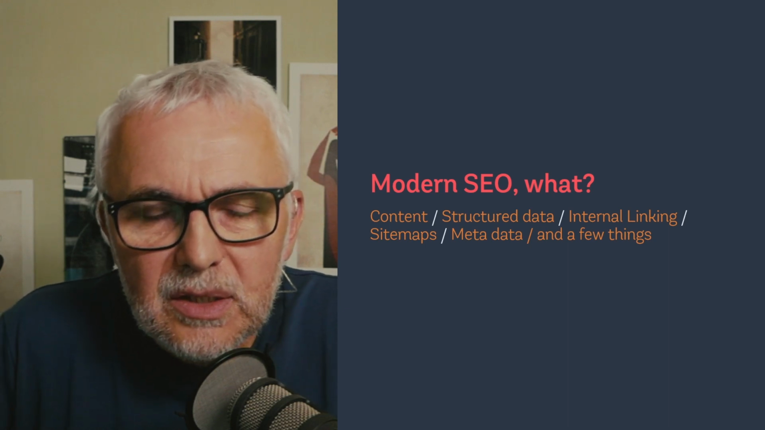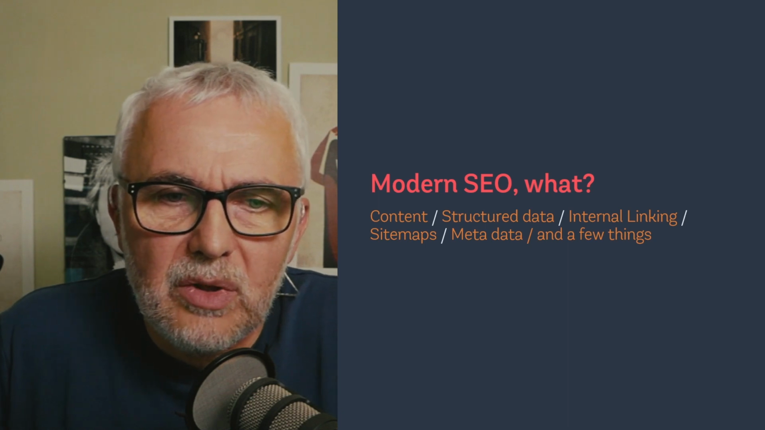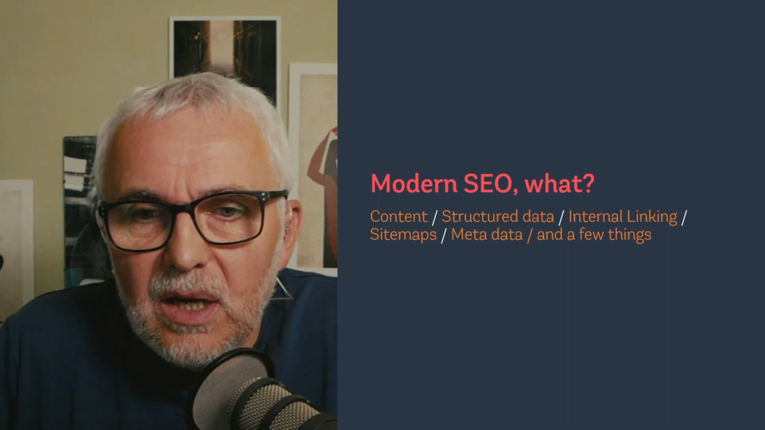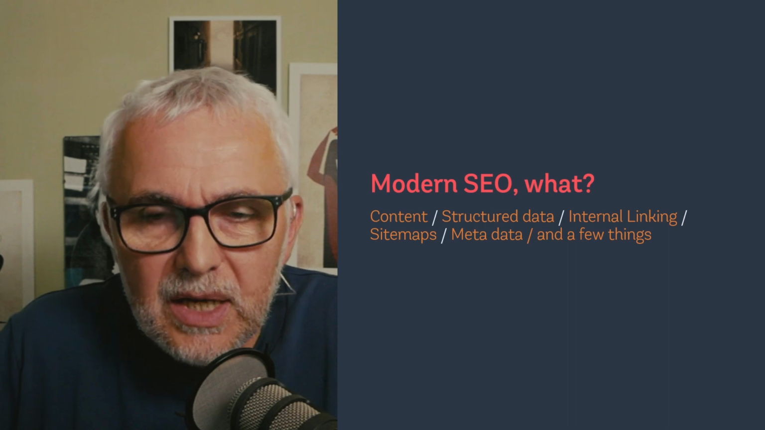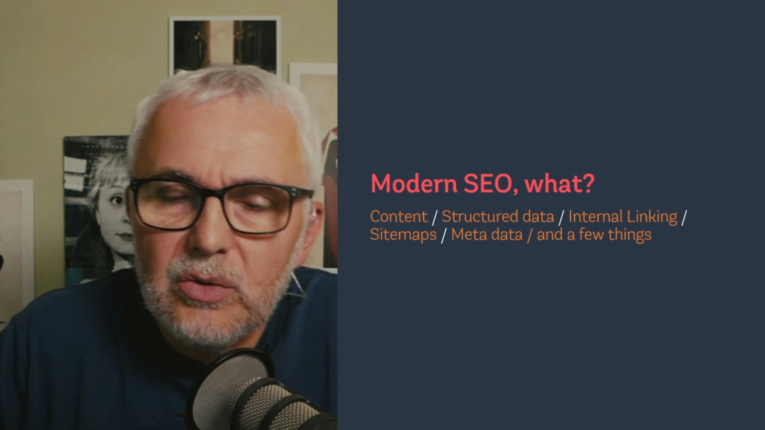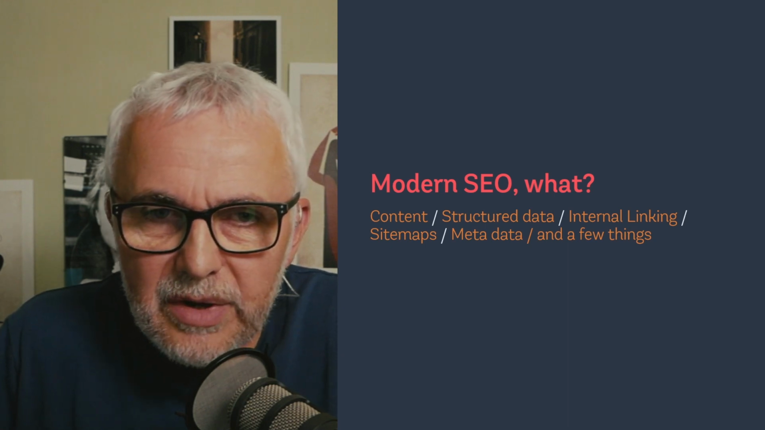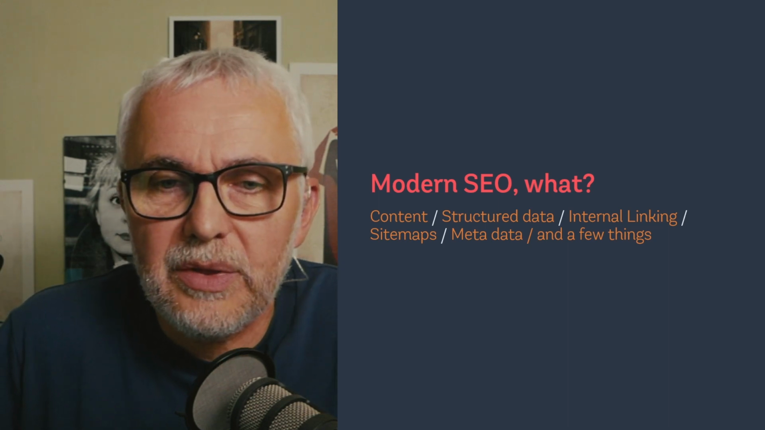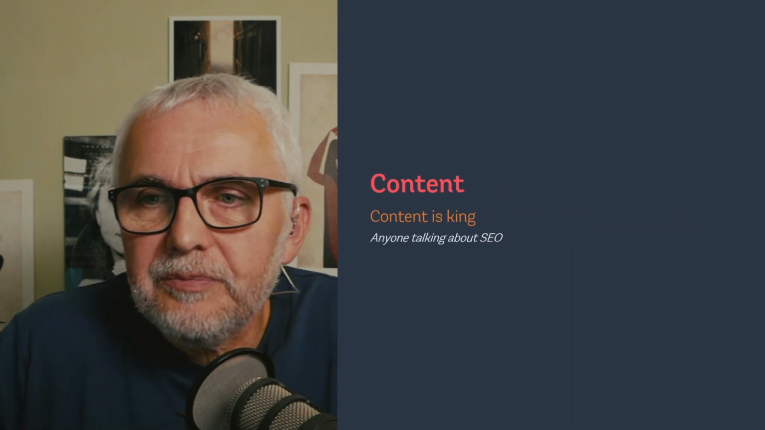The first thing is content. Obviously, the content of your site is always going to be the most important thing. It's getting more and more important these days. Structured data, internal linking, sitemaps, metadata, and then a few other things. I'm going to say a few words about each of these topics, but the most important thing to remember here is that there are very many things you may want to work with in terms of SEO.